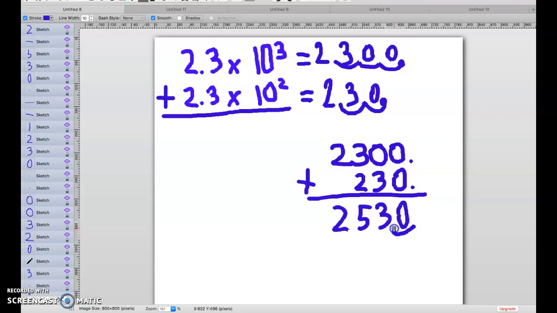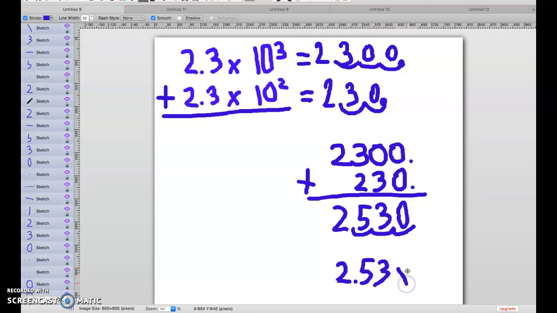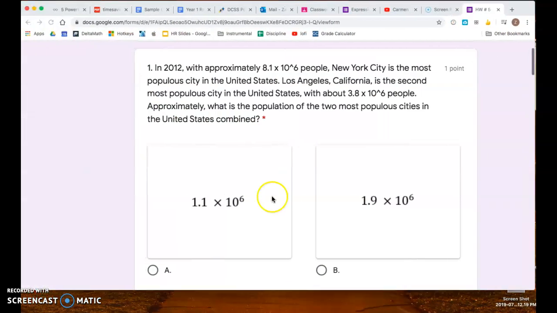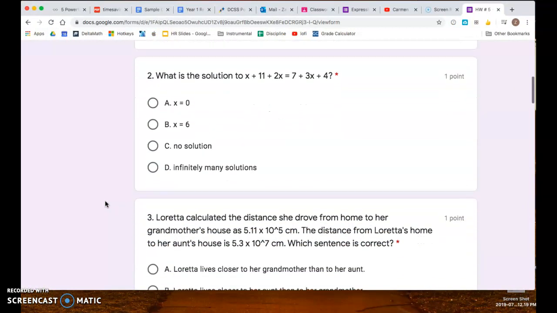1 hop, that's 253. That's not between 1 and 10. 2 hops, 25.3. That's not between 1 and 10. 3 hops, 2.53. That is between 1 and 10. So 2.53 times 10 to the power of, well, I did 3 hops. So I had a positive 3 or a negative 3. Well, this original number was a big number, so this is going to be positive 3. So that was just an example of doing a scientific notation problem. That'll help you for problem 1.